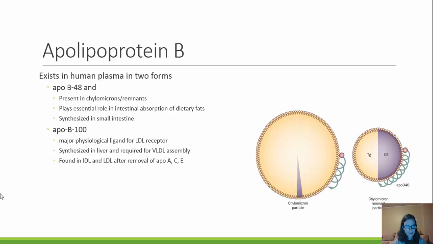It's synthesized in the liver and is required for the assembly of very low density lipoprotein for transport of cholesterol out of the liver to the tissues. And it's also found in intermediate and low density lipoproteins after the removal of ApoA, C, and E.